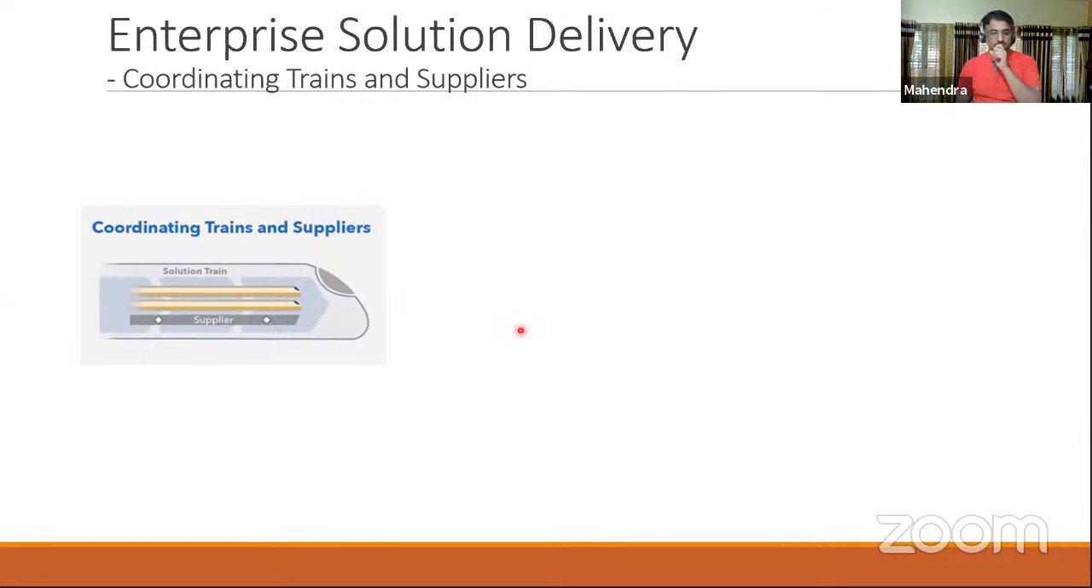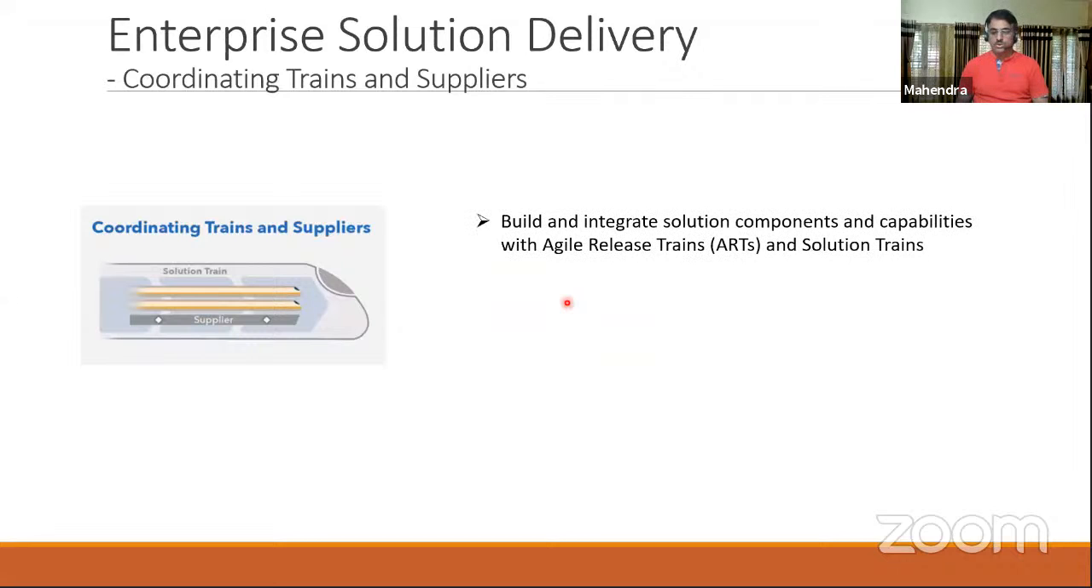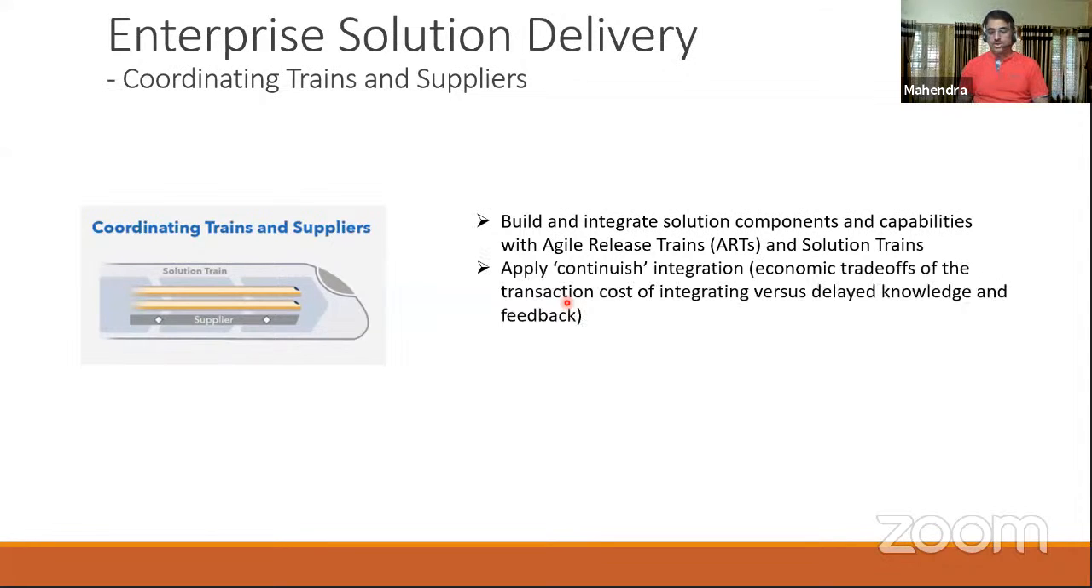It's 10:10. Okay. So coordinating between the various trains and suppliers. It could be an external supplier also. A supplier can be external to our organization. So how do you go about doing it? You build and integrate large solution components, which are beyond the capability of one agile release train. That's how you fit it into a solution train.